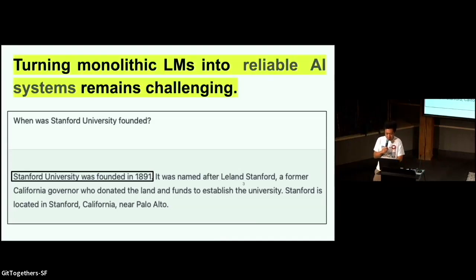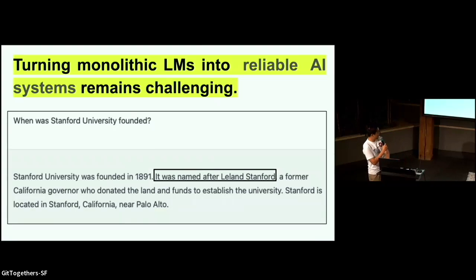And so the thing that we want to do in DSPy is turn the monolithic language models into more reliable, complex AI systems. And I think this remains a very challenging job for every one of us. There's actually another problem. It says it was named after Leland Stanford, but it was actually named after the child of Leland Stanford. So there are a lot of problems in the language models, and the language models sound very confident about the answer. This is one of the problems we have.